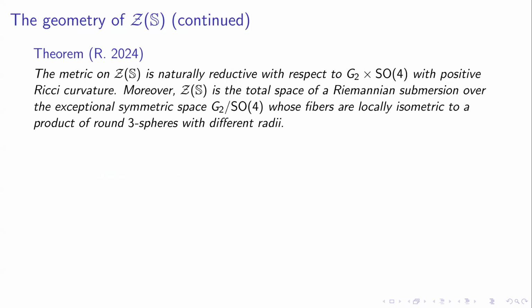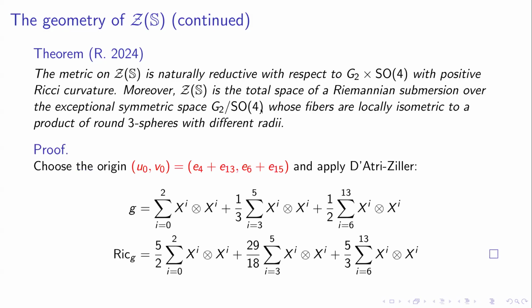In our case, we have that the submanifold metric is naturally reductive, with respect to G2 times this SO4. It has positive Ricci curvature. And we can also see that the sedenion zero divisor is the total space of a Riemannian submersion over this exceptional symmetric space, and the fibers are locally a product of two spheres, but with different radii. Well, this is maybe the first interesting result. The proof is very simple.